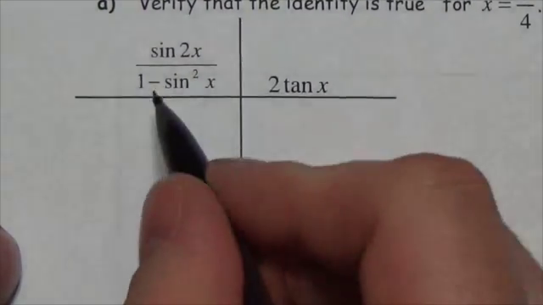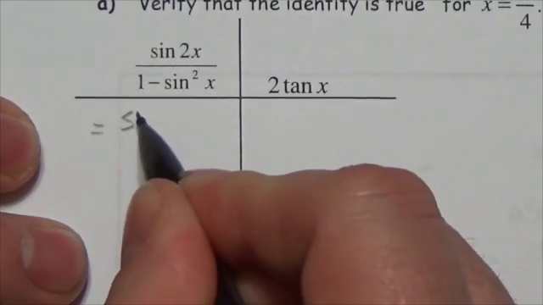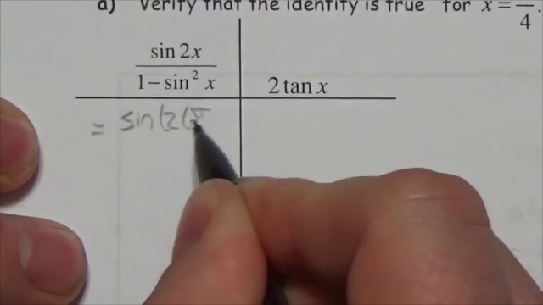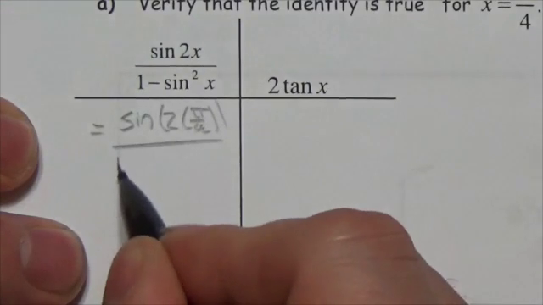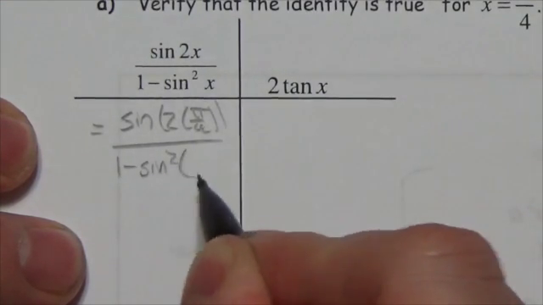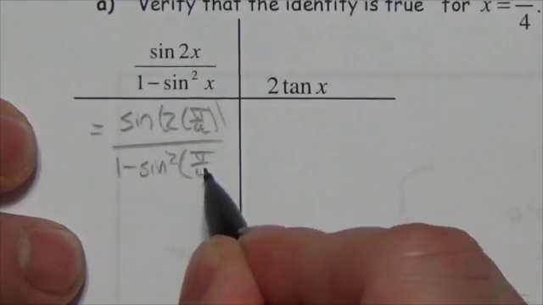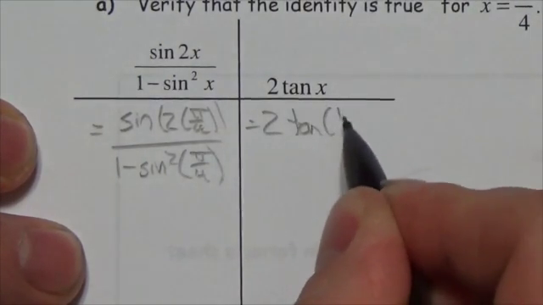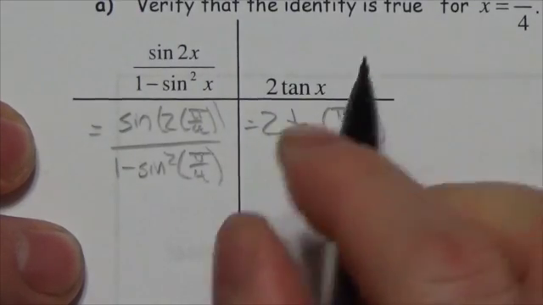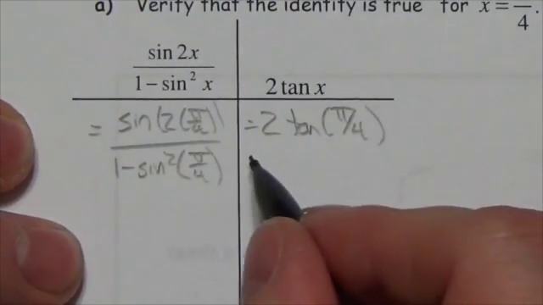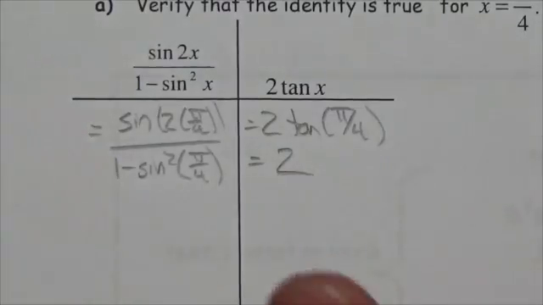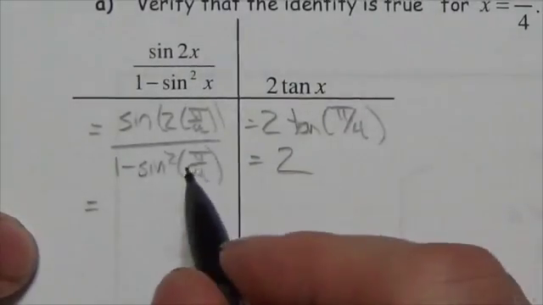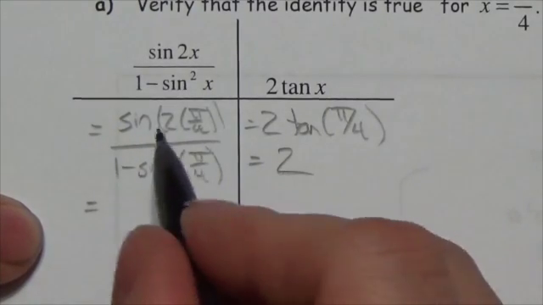So here we go. This will be equal to the sine of 2 times pi over 4 all over 1 minus the sine squared of pi over 4. And then on the right-hand side, this will be equal to 2 times the tangent of pi over 4. And I'm going to do this one right away because the tangent of pi over 4 is just 1, and 1 times 2 is just 2. So I can get really quick and easy. It's done.